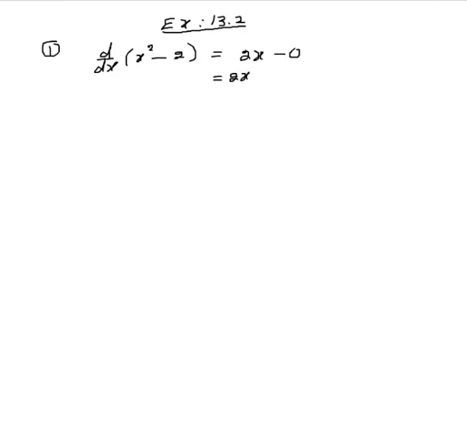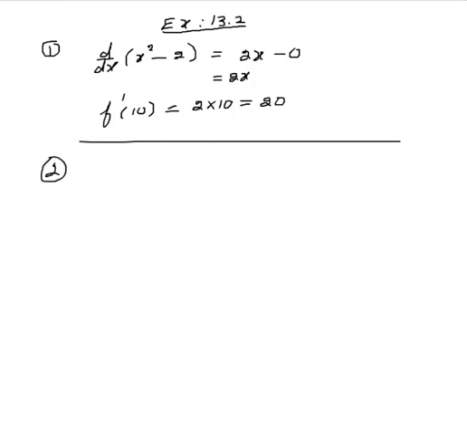Now we have to find the derivative at x is equal to 10. Therefore, f dashed at 10 is equal to 2 times 10. The answer is 20. Similarly, the second question.